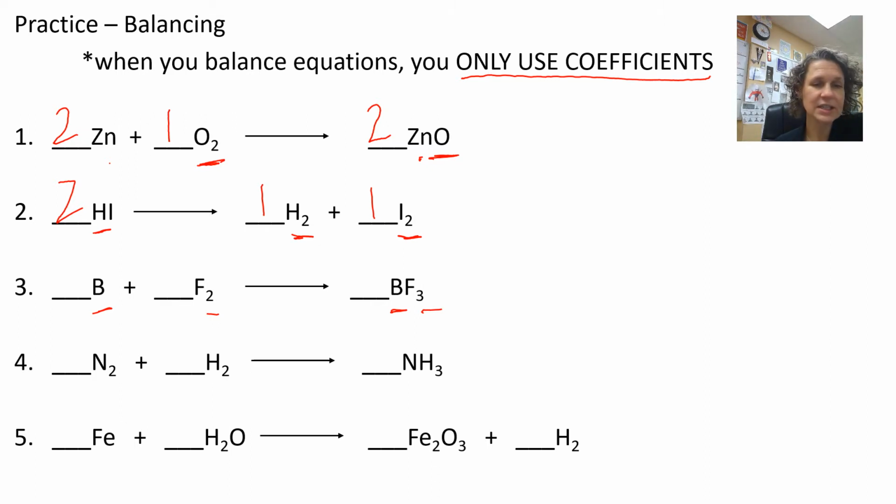So if I want to get 6 to start with over here with my F2s on this side, I would multiply that by 3 to get 6 F's. And then on the other side, I would multiply it by 2 to get 6 F's. And so F's are good. I've got 6 on the reactant and 6 on the product. But now I've messed up my B's because I had to put this 2 in front, which now means I've got 2 B's there. So I have to come back over here and put a 2. All right. Everybody okay with that one?